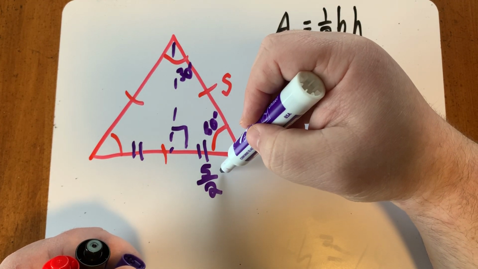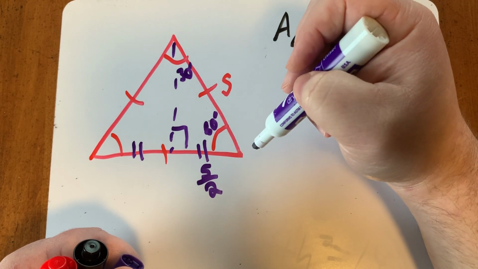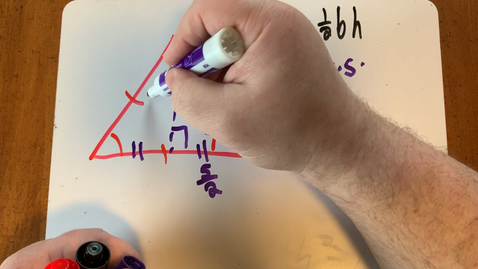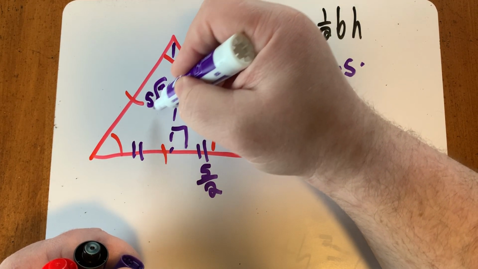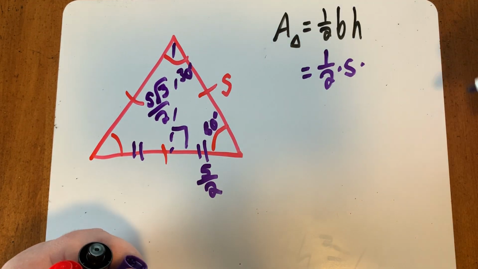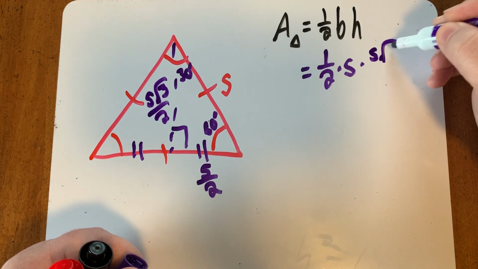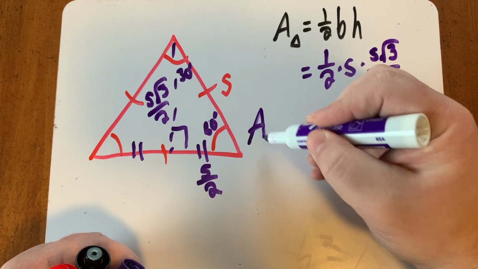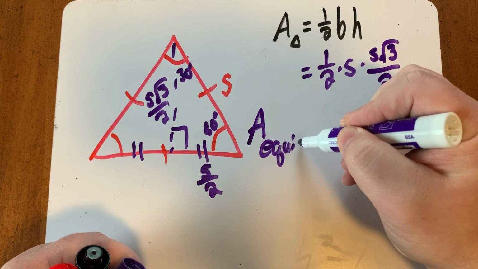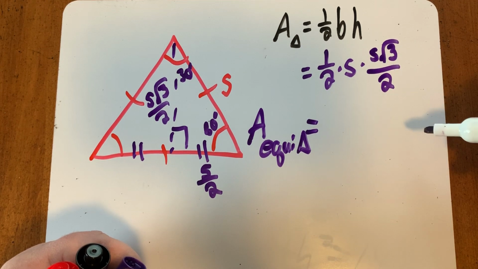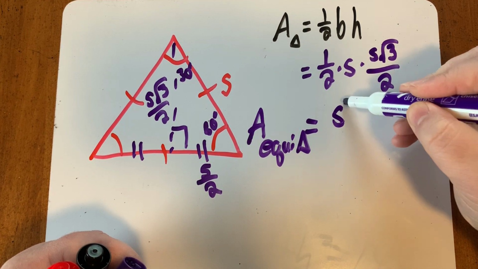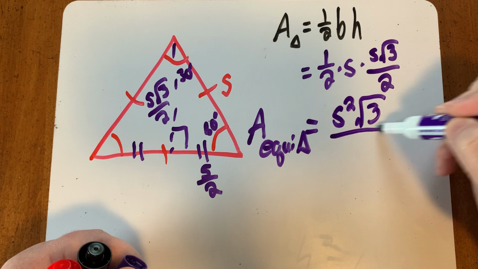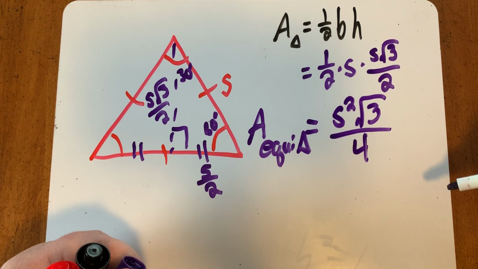The short leg is S over 2. The hypotenuse is twice that. And the long leg is root 3 times that. So it's S root 3 over 2. So that's our height. So if we simplify this, the area of an equilateral or equiangular triangle, S times S is S squared, root 3, and 2 times 2 is 4.